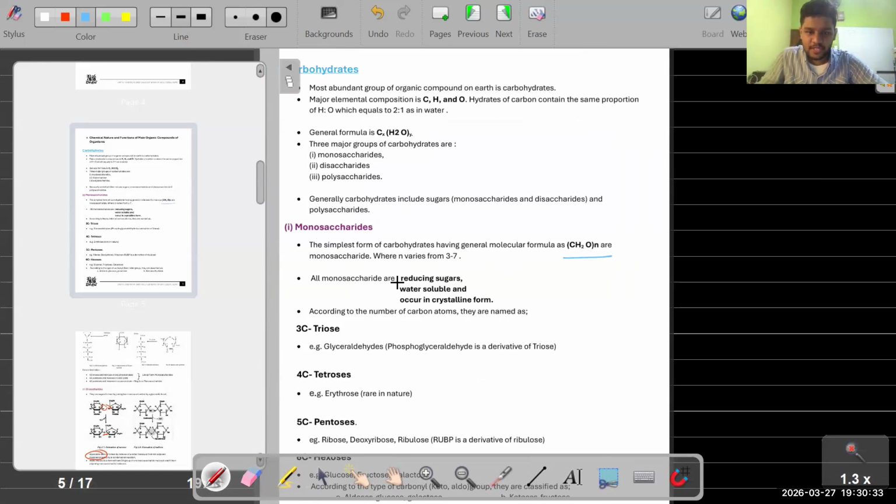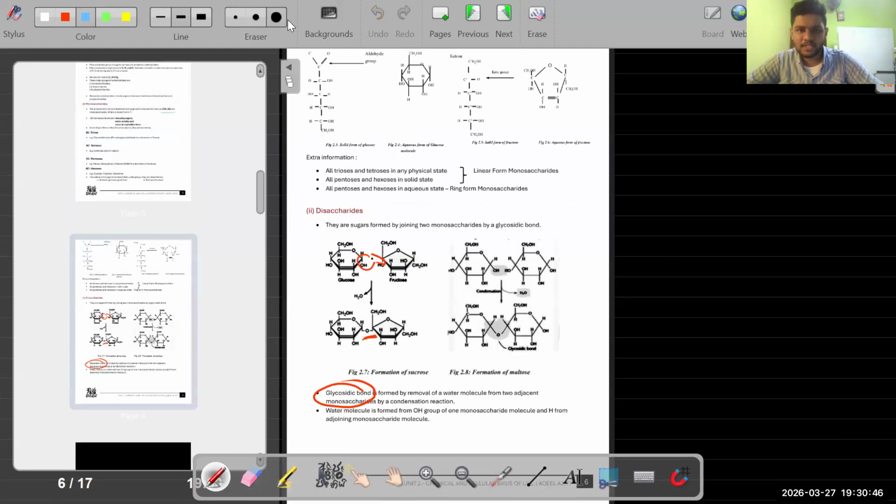We learned a few features. They are reducing sugars, meaning sugars that can reduce Benedict's solution. Those were simple information; if you want further explanation, check the YouTube channel video. We also learned about their ring forms and aqueous forms. You don't need to memorize these structures. And we went on to disaccharides.